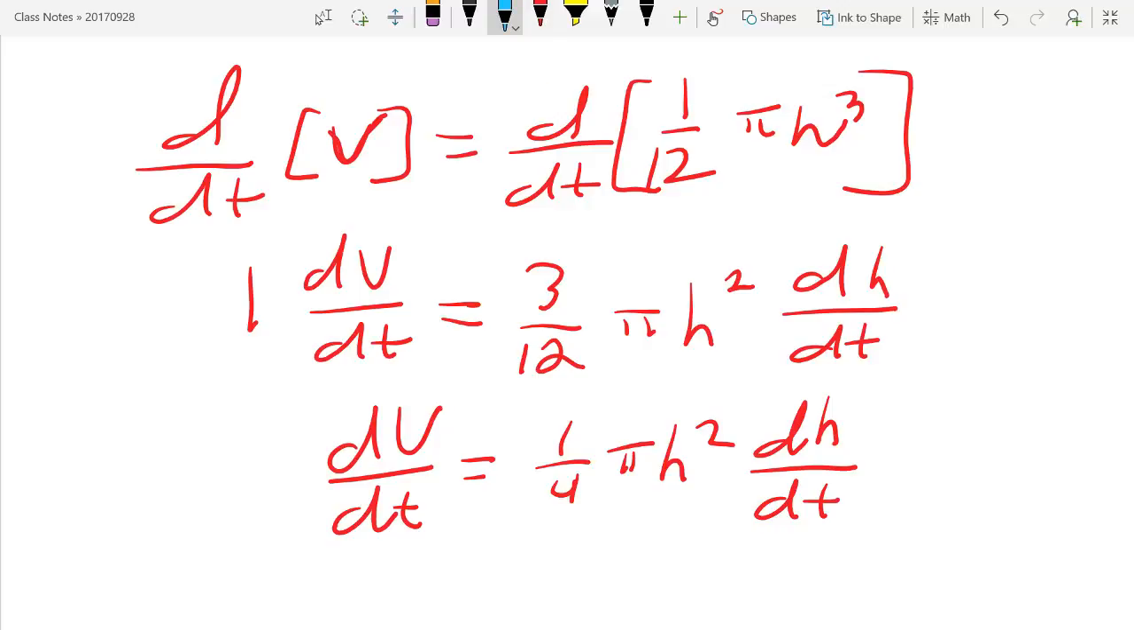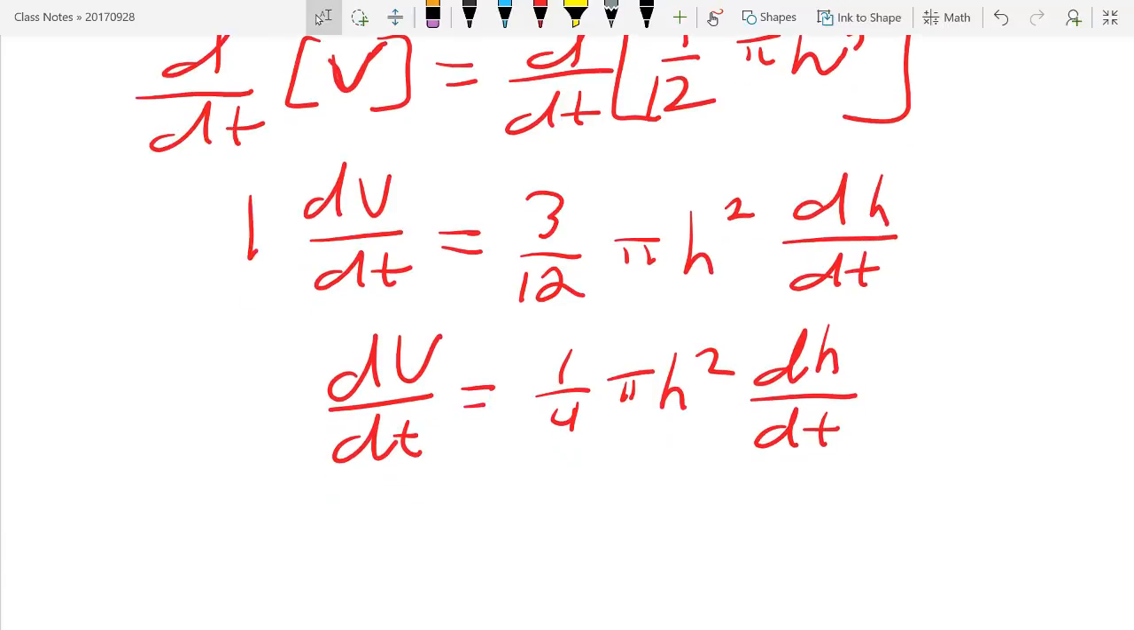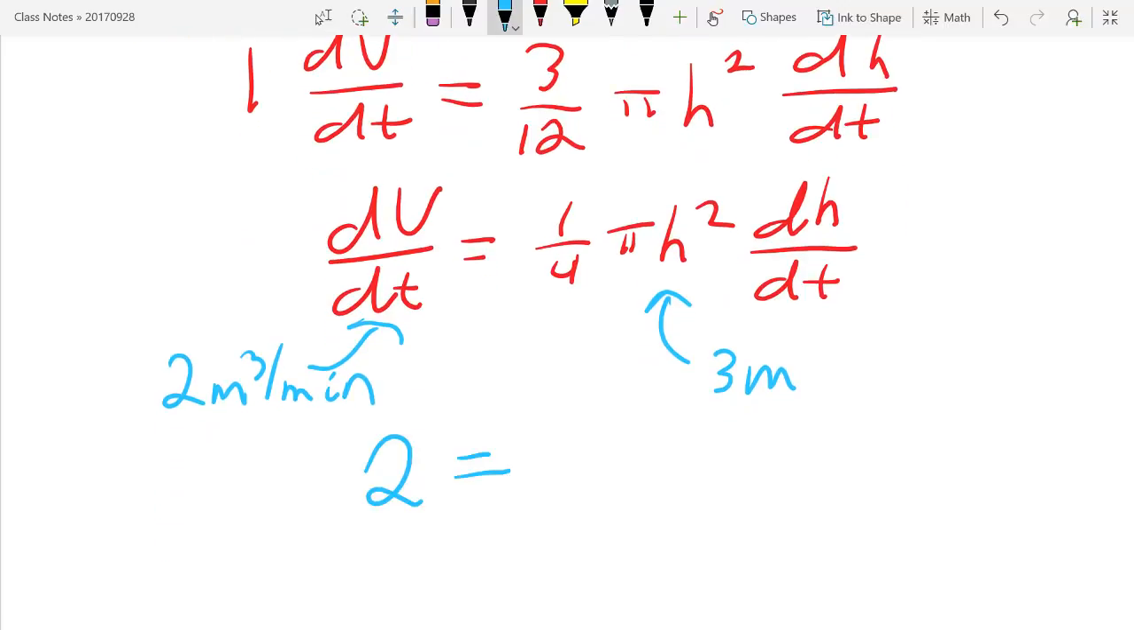All right, now this is the step where we can make our substitutions. From the very beginning, we can tell what h is, and we can know the rate at which the volume is changing, right? It says specifically that when the water is 3 meters deep, and so this is the depth of the water here for h. Okay, h is depth of the water, so when it is 3, we're pumping in 2 cubic meters per minute for dv dt. So we're going to get 2 equals 1/4 pi 3 squared dh dt.